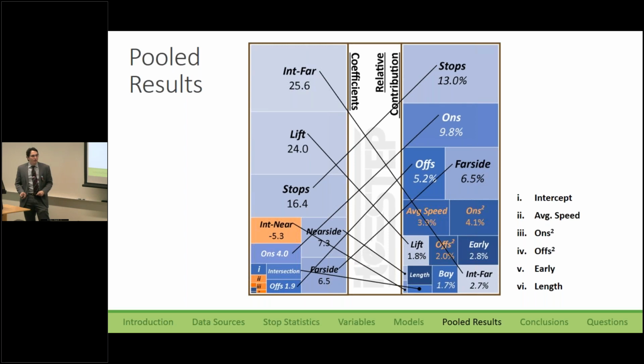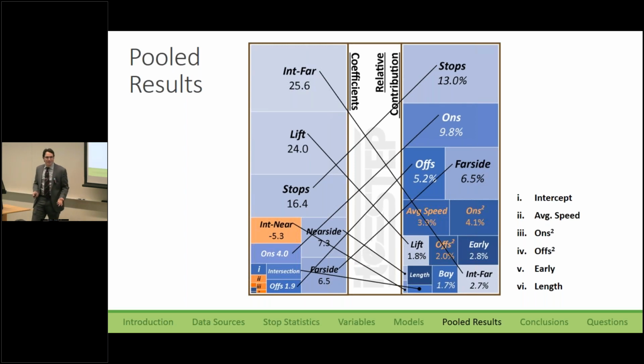Seen another way, on the right side, you have the relative contribution to understanding variability and the coefficient provided by that variable. Stops, ons, offs, their squared values. Was it a near side stop, far side stop, how early it was, counts for the vast majority of what's going on. And yes, with stops, ons, and offs, you can capture a lot. But that inclusion of far side captures even more than ons alone.